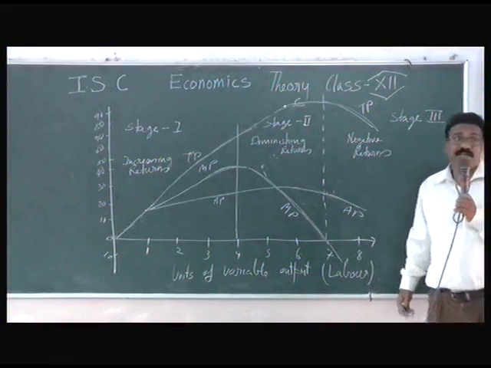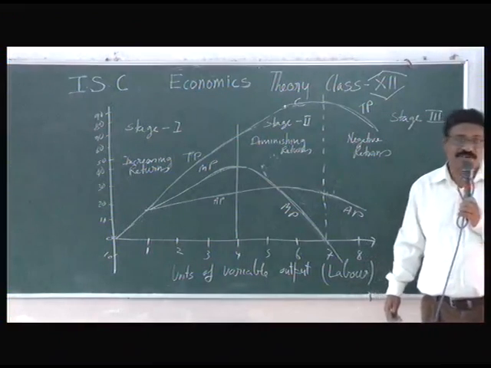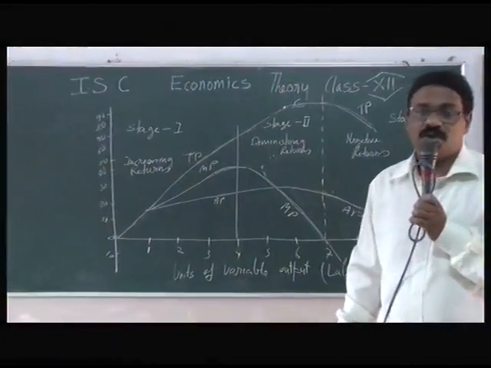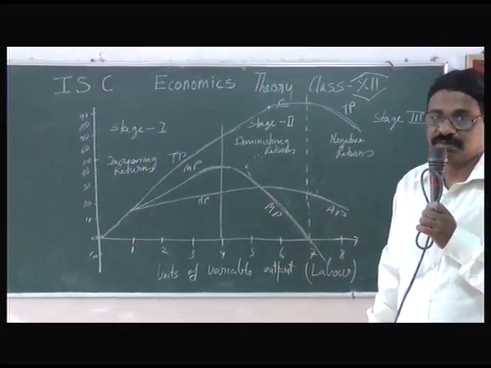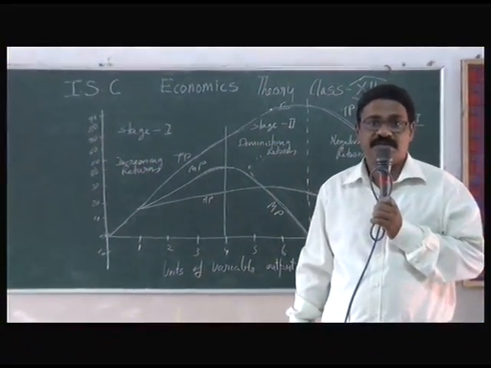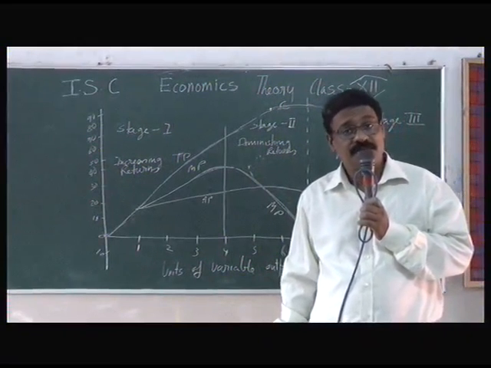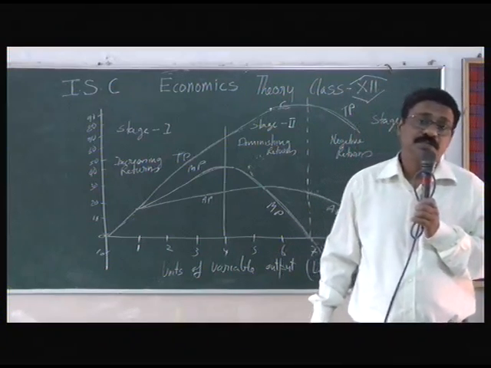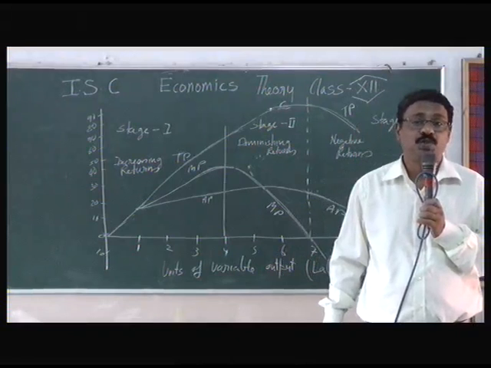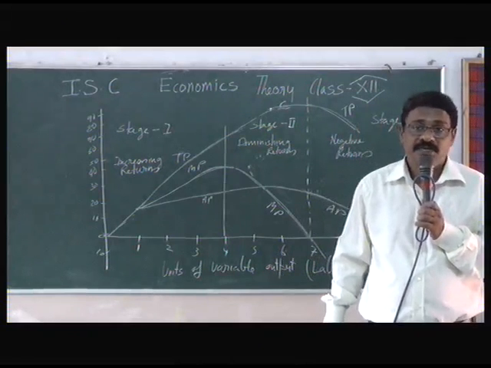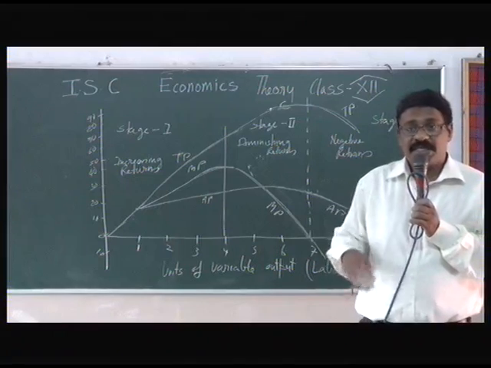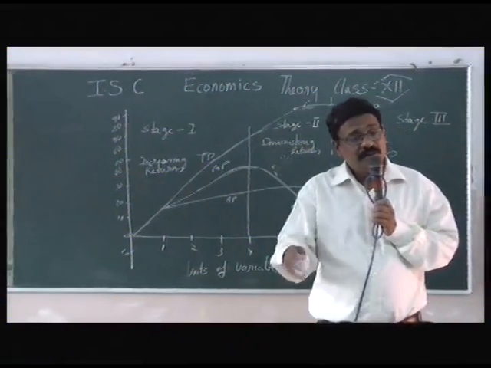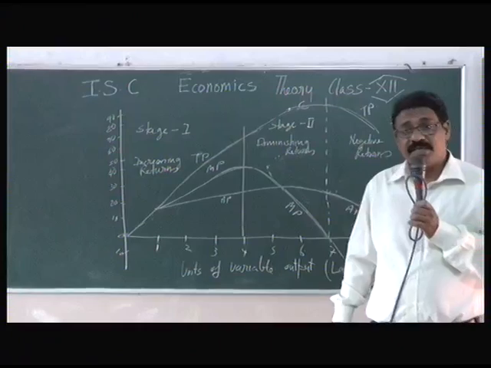So where will a producer like to rest and operate? An entrepreneur or a producer of the industry, where would he like to remain and operate? Will he like to operate in stage 1? Will he like to operate in stage 2? Will he like to rest in stage 3? The answer is the entrepreneur would prefer to be in stage 2. He will not be in stage 1 because there is scope of further improving his profits. So he will go beyond stage 1 and remain in stage 2.